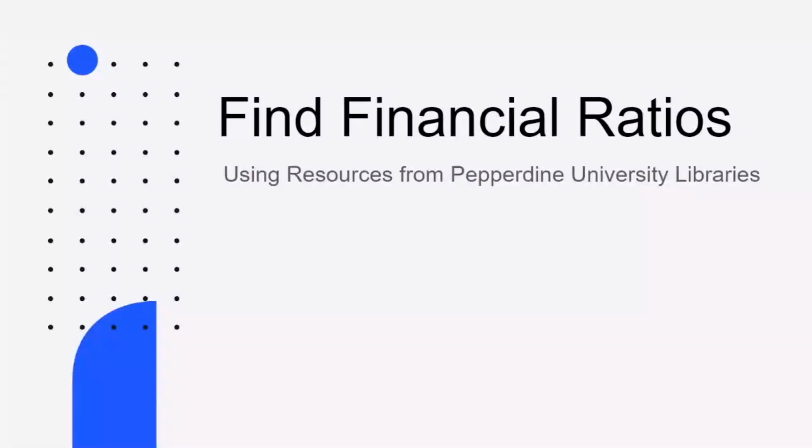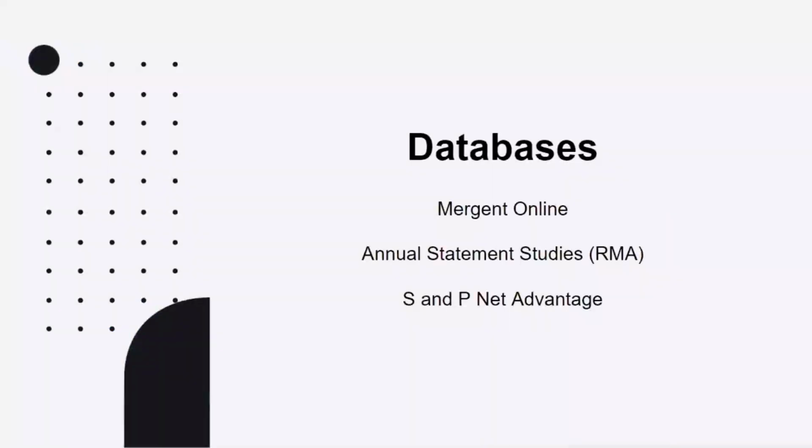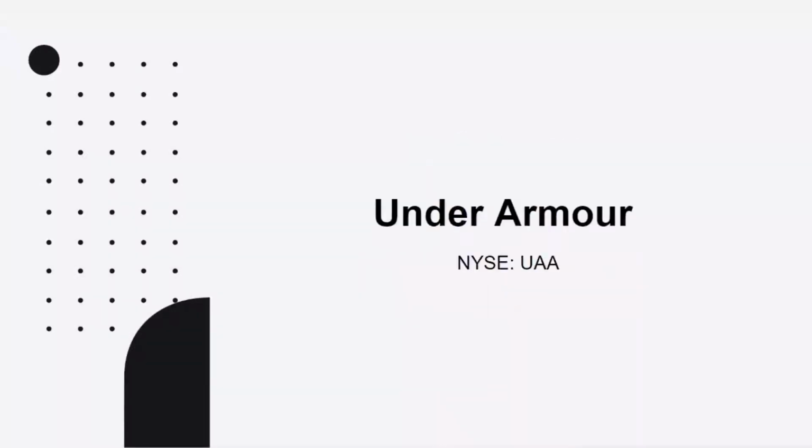Show you how to use resources available to you from the Pepperdine University libraries to find financial ratios, both for companies and for industries. The databases covered in this video include Mergent Online, Annual Statement Studies, and S&P Net Advantage. We will be using Under Armour as our example throughout the video.